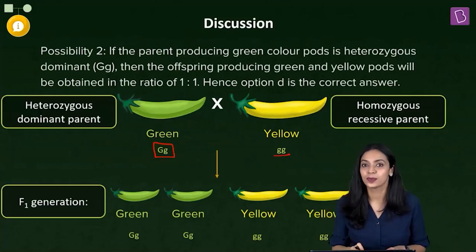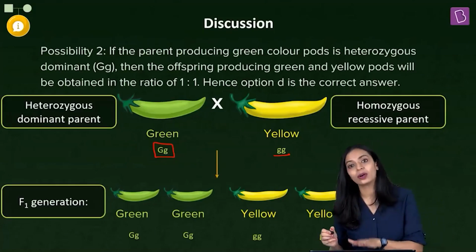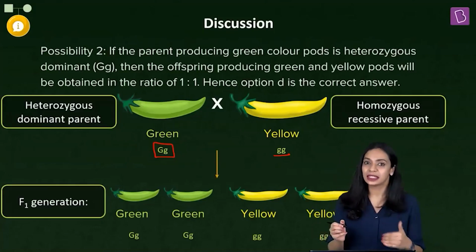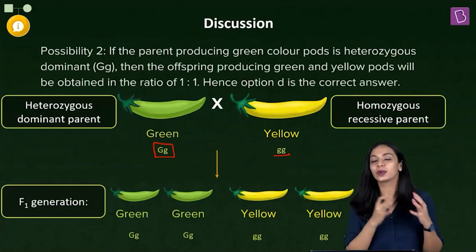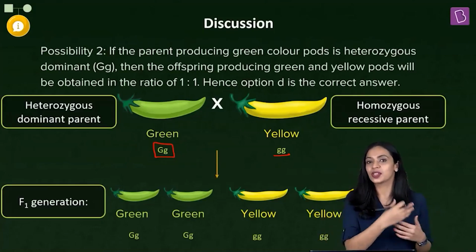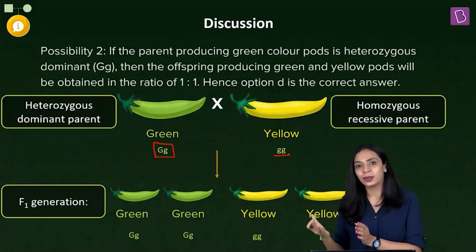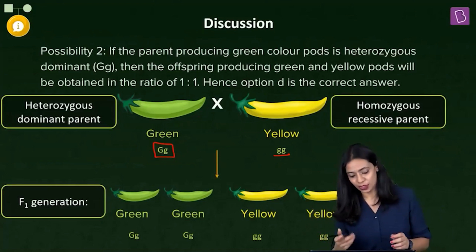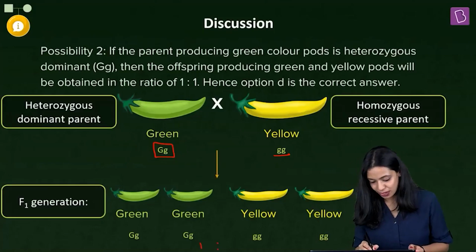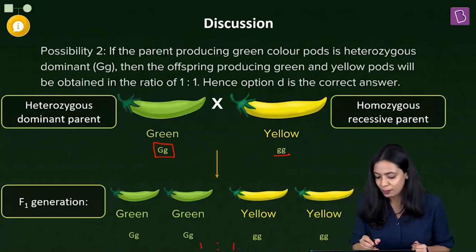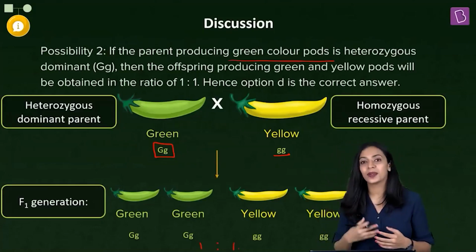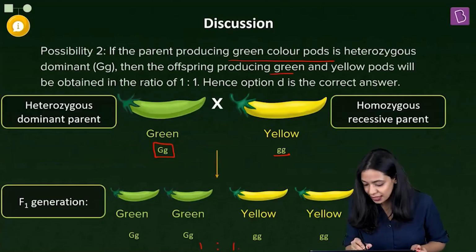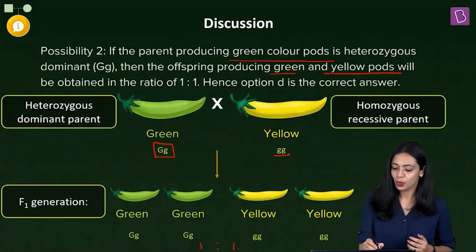When this type of a cross is performed, then you can see that in the progeny, you can find both yellow pod producing plants as well as green pod producing plants. Okay, so you can see both in equal numbers. There will be almost equal number of plants that are producing green pods, and a similar number of plants that are producing yellow pods. So this phenotypic ratio will be 1:1. So in possibility 2, if the parent producing green color pods is heterozygous dominant, then the offspring can produce green and yellow pods in the ratio 1:1.